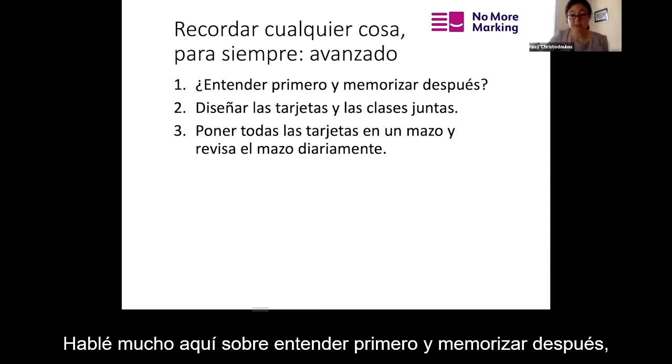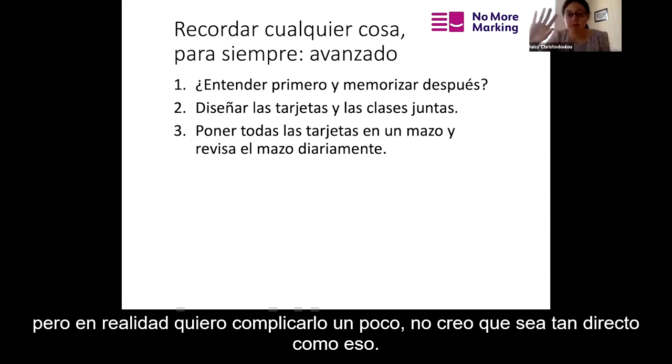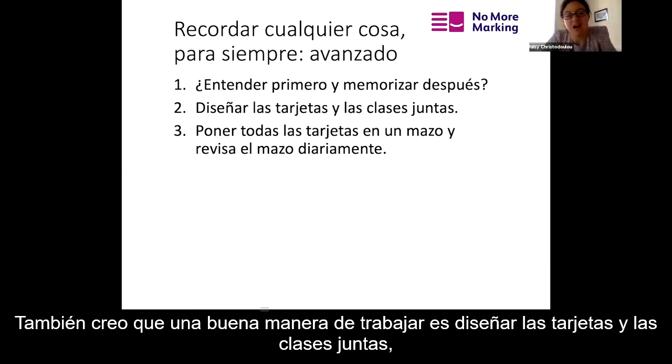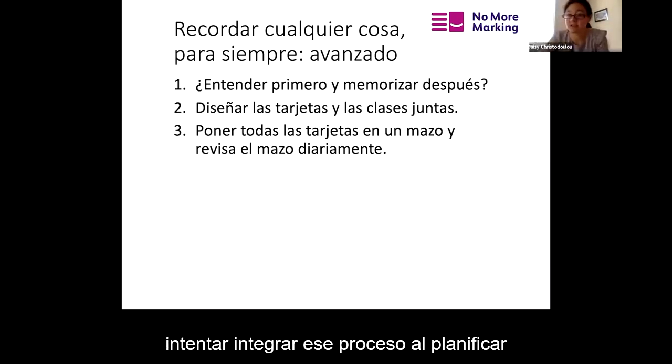I've talked a lot here about understanding first, memorizing later. But actually, I want to complicate that slightly. I don't think it is as straightforward as that. I also think a good way to work is to design the flashcards and the lesson together, so to try and integrate that process when you're planning.